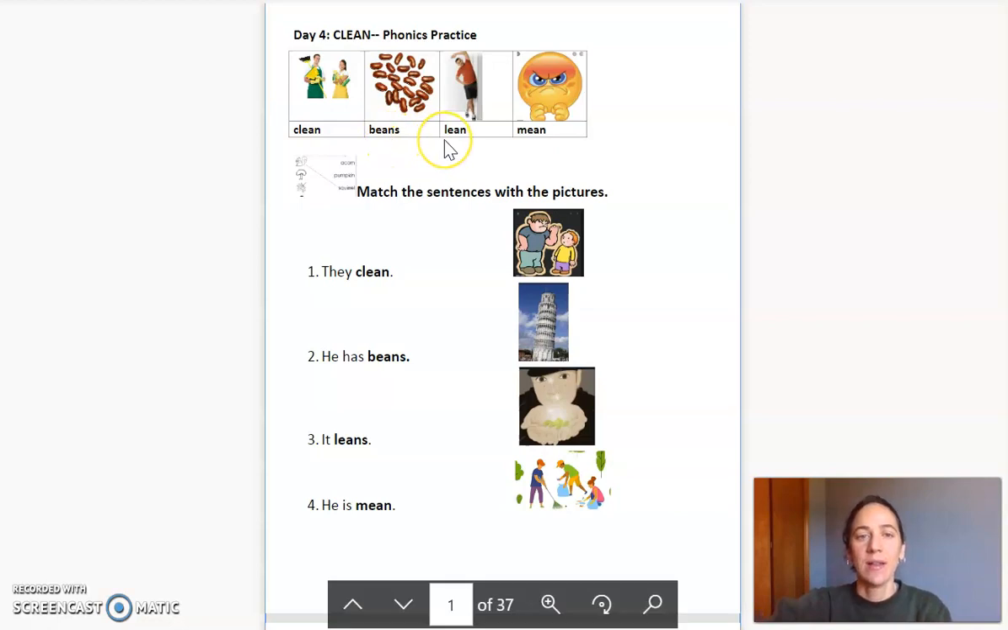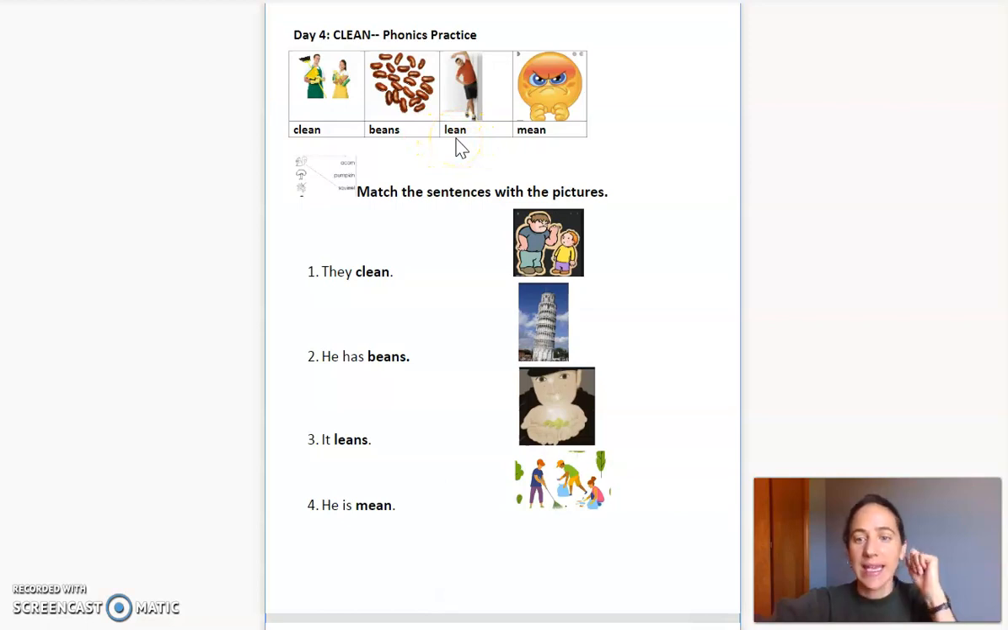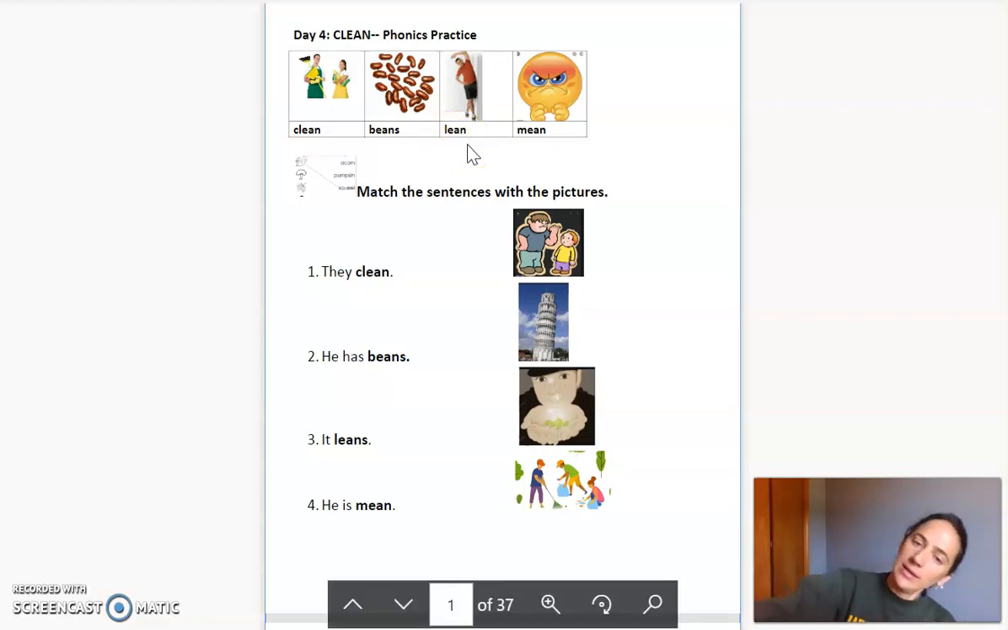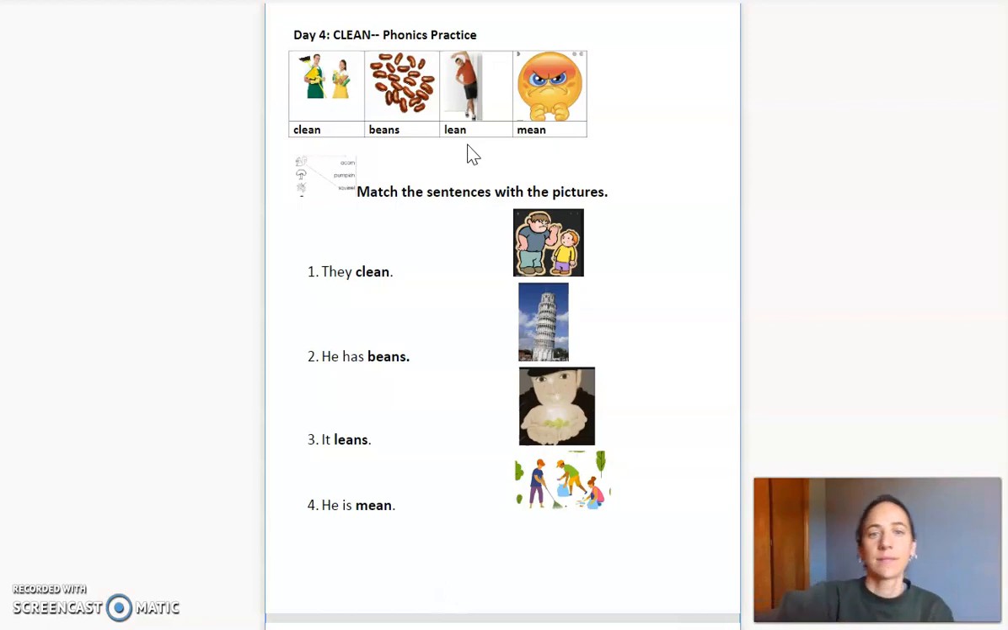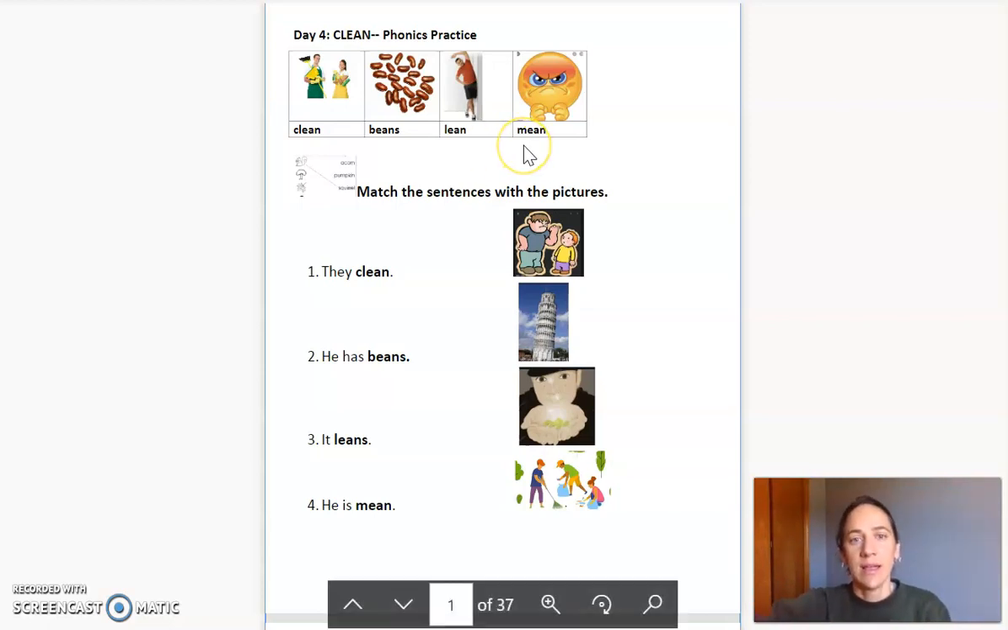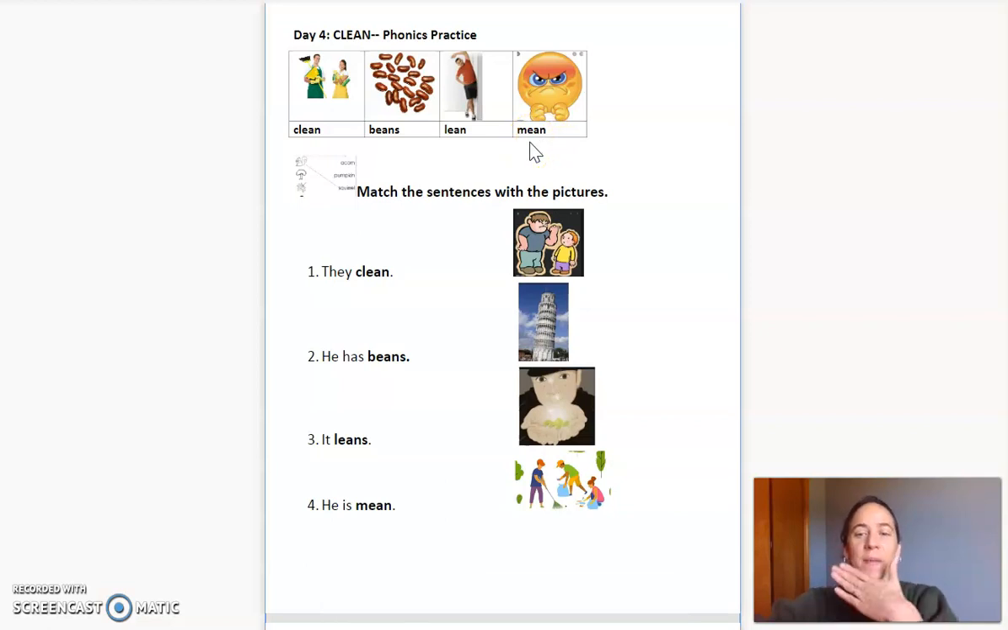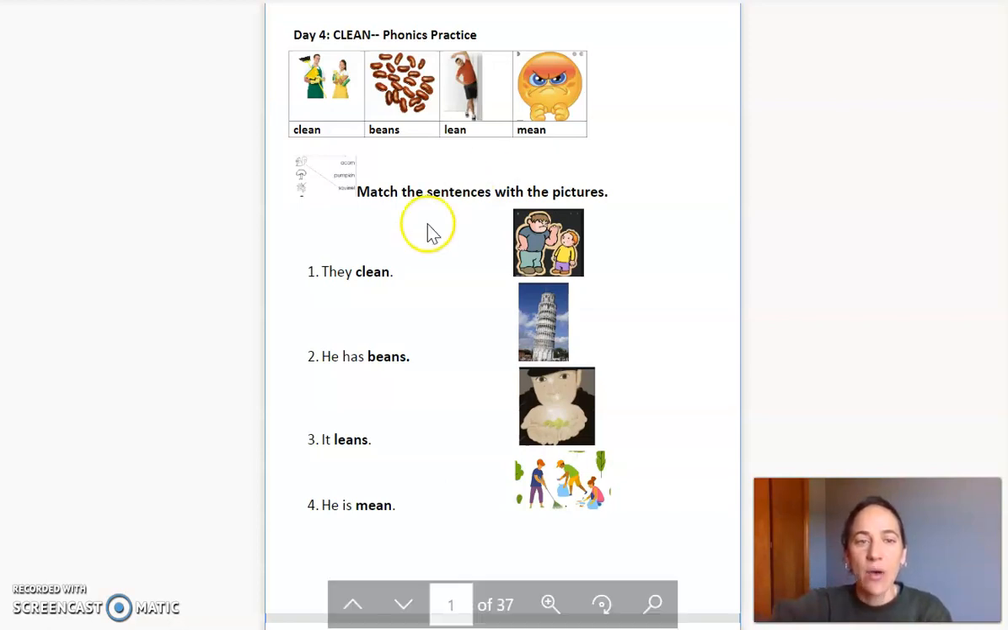Good. Look at this word. There's my E-A-E. So my word is lean. Lean. Another word with E-A is the word mean. Please repeat after me. Mean. Great job. Now, let's read some sentences and find the picture.